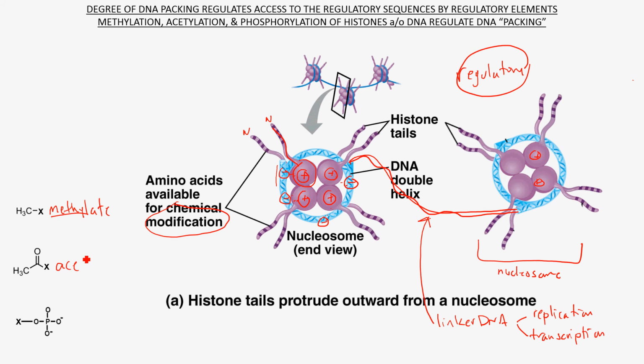This is an acetyl group, and so you can acetylate these tails. And then this is a phosphoryl group down here, and so you can phosphorylate those things as well. So this combination of methylating, acetylating, and phosphorylating these tails will play different roles in the packing of the chromosome.